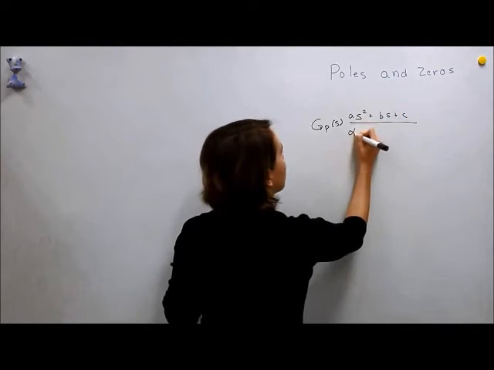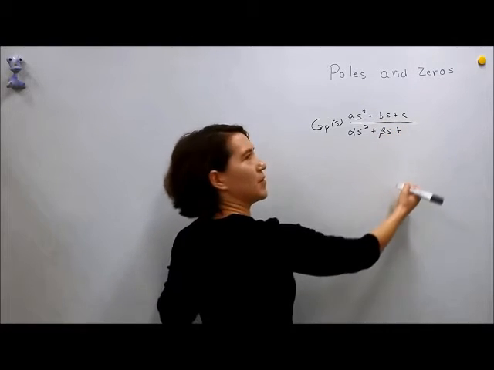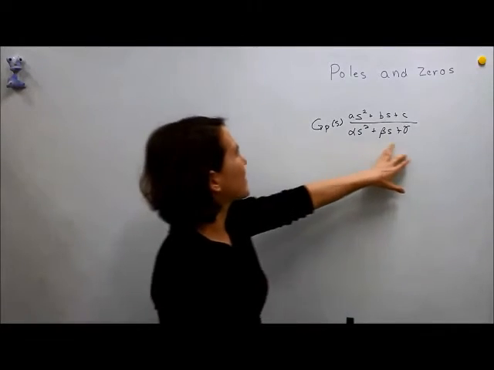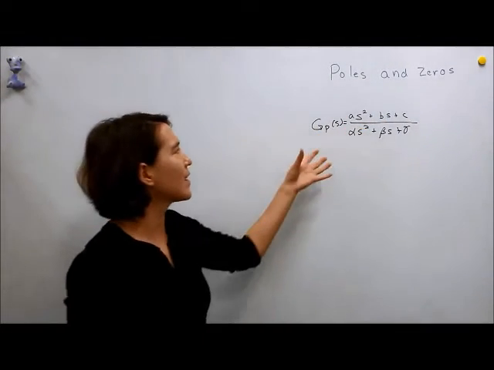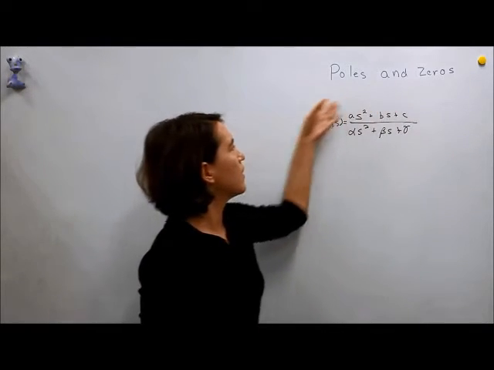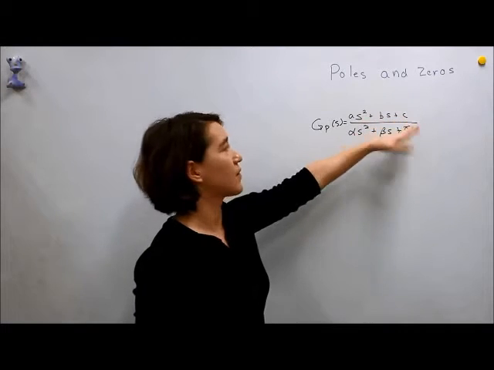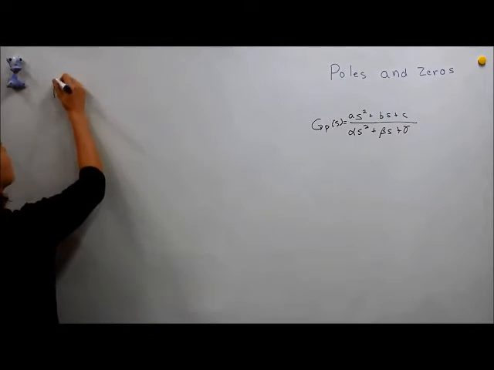And on the bottom you have something like alpha s squared plus beta s plus, I'm just going to use gamma because I don't know what the c is in Greek. Alright, so we have some system here, equals. And we are going to use some expressions here. So we're going to look at the poles and zeros of this system. So what are those things? Well, okay, what is a pole?